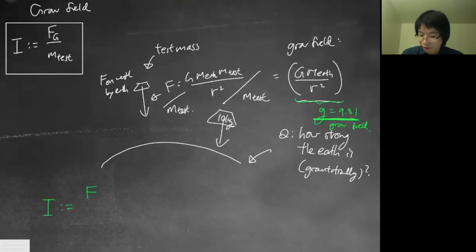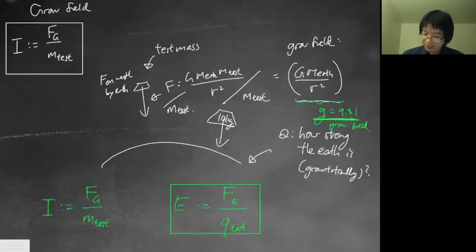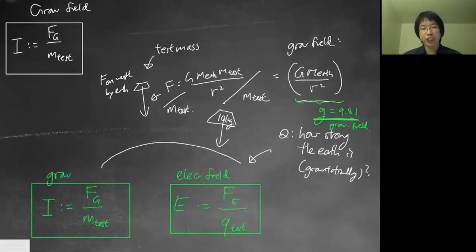Okay, so to summarize: the gravitational field is the force of gravity divided by a test mass. An electric field is the electric force divided by a test charge. This is probably the most abstract part of today's lecture. This is electric field, the concept of field, and this is gravitational field. You can use big G or small g, or I is another common one. It doesn't matter.